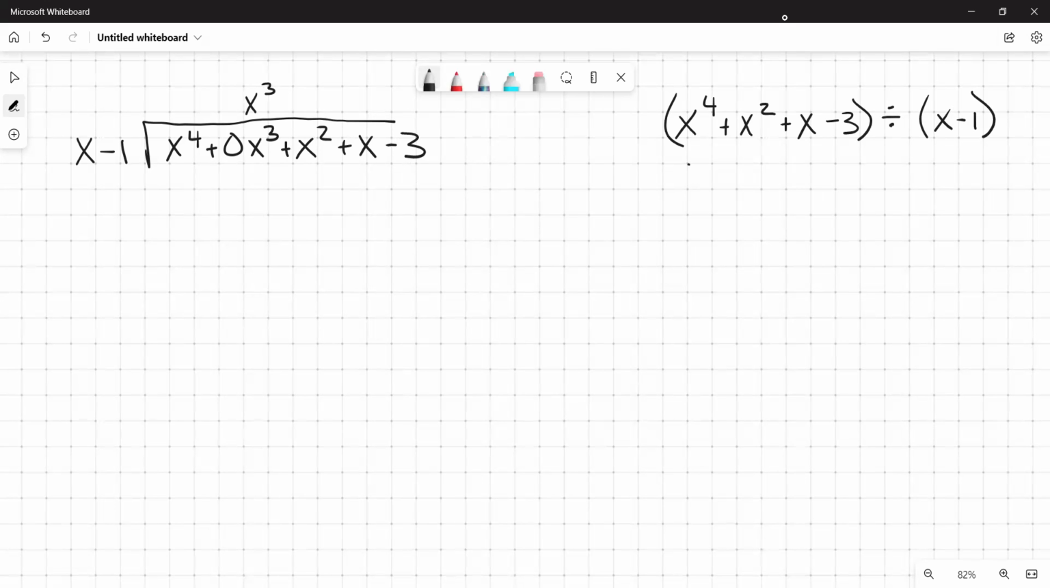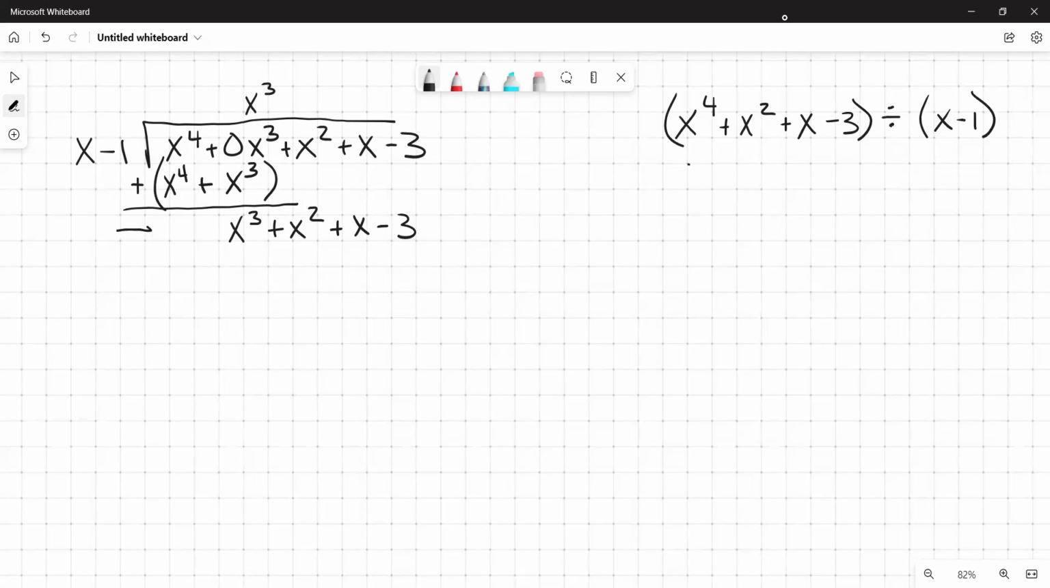Multiply. X to the 3rd times x is x to the 4th. X to the 3rd times negative 1 is negative x to the 3rd. Subtracting. So we got 0x to the 3rd plus an x to the 3rd. That gives us an x to the 3rd. We're going to bring everything else down. So it's plus x squared plus x minus 3.